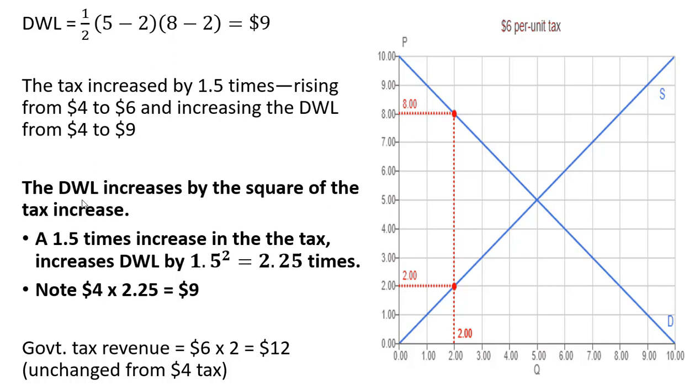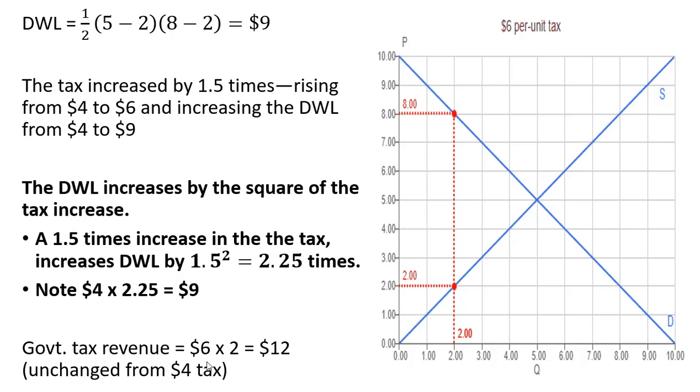So again, following that rule, the deadweight loss increases by the square of the tax increase. So here we have a 1.5 times increase from our last example, going from $4 to $6. The tax increased 1.5 times, so the deadweight loss will increase by 1.5 squared, or 2.25 times. So note, if we were to take our deadweight loss from the last example, $4, and multiply by 2.25, we have our deadweight loss in this example.